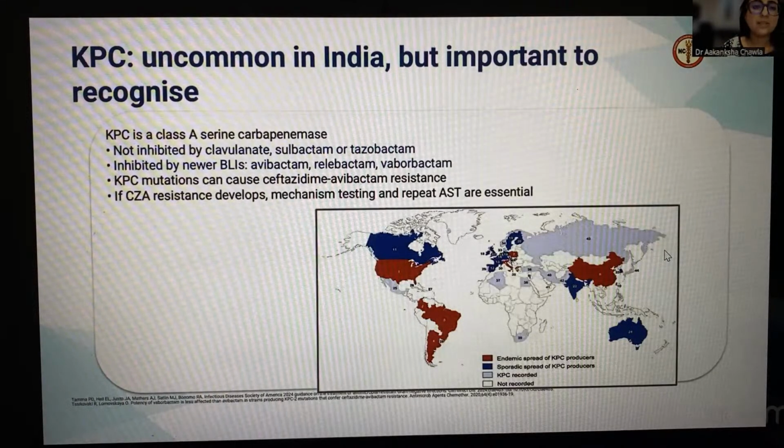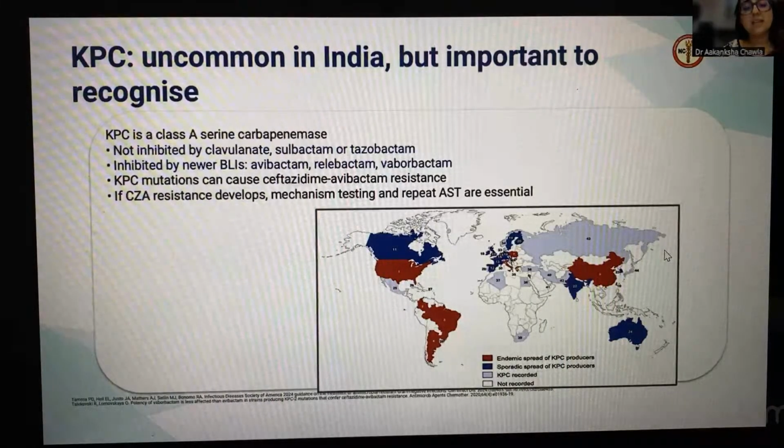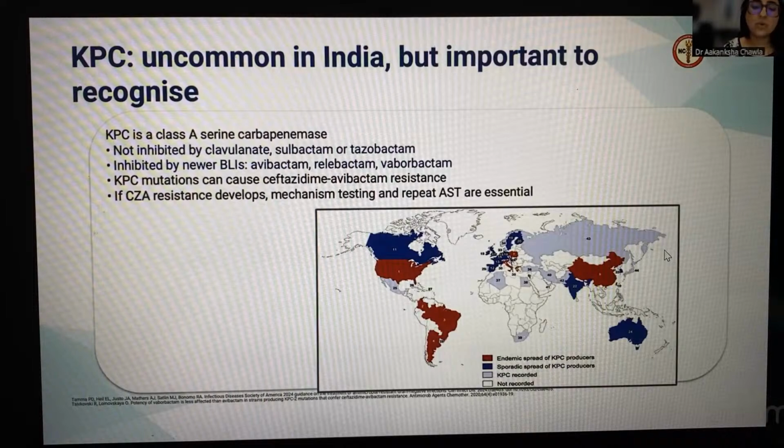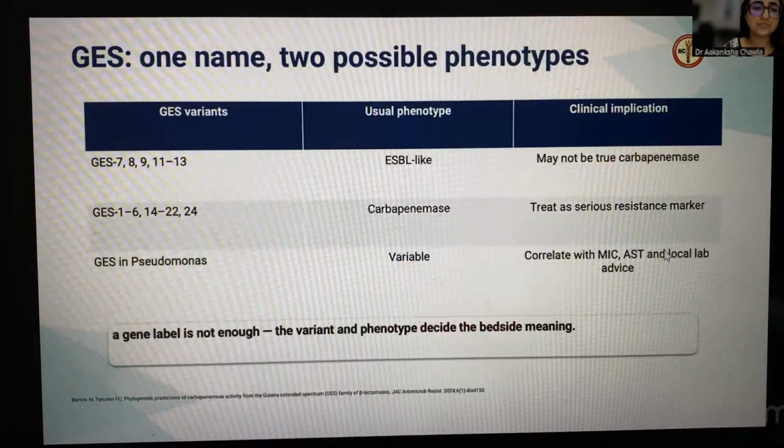Now, KPC, like I said, is common but is not common in our Indian ICUs. It is important to recognize because it is not inhibited by clavulanate, sulbactam, or tazobactam. It is inhibited by the newer BLIs, and KPC mutations can also cause ceftazidime-avibactam resistance. So in that case, mechanism testing and repeat AST become essential. Unless you know about this, you wouldn't actually test.